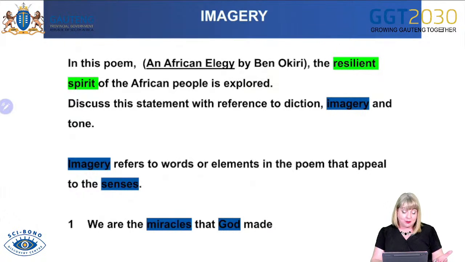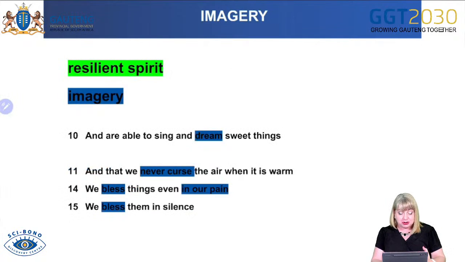So if we look at line 1, we can see ideas like we are the miracles that God made. So this image is a very pure, very spiritual, very uplifting kind of image, okay? We are able to sing and dream. So the idea of dreaming, of being able to see into the future and beyond this present troubled time, that imagery also shows that the people are resilient.